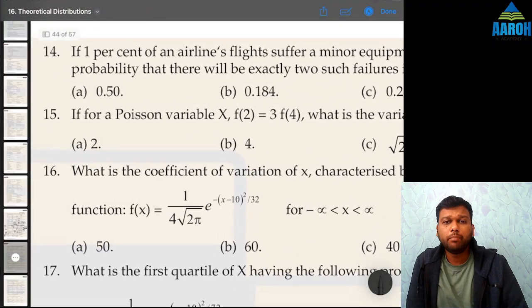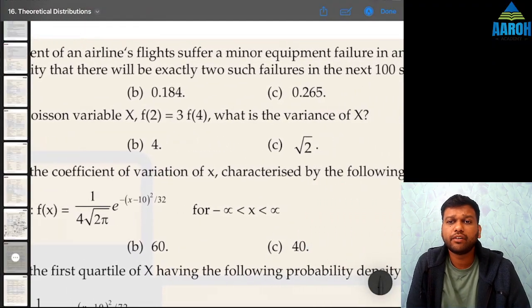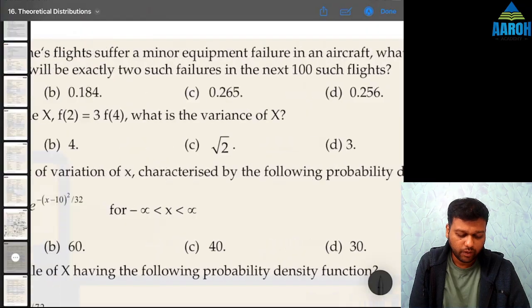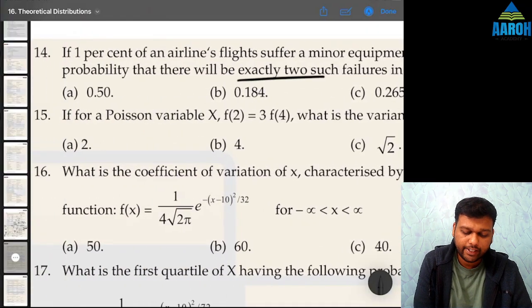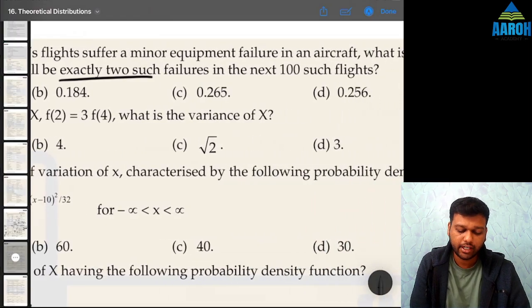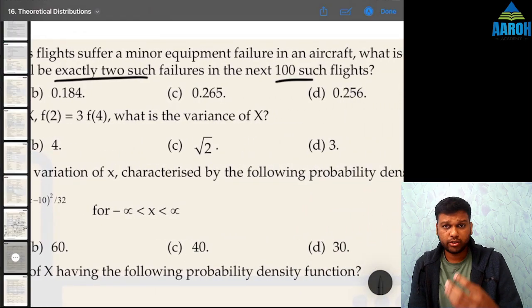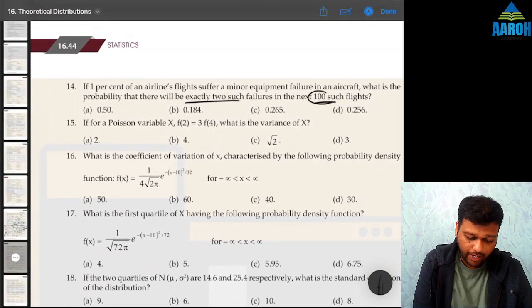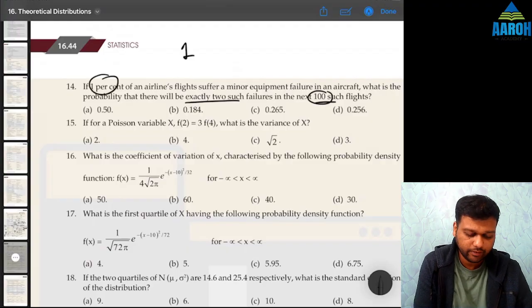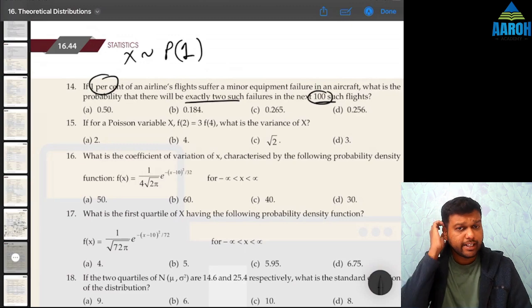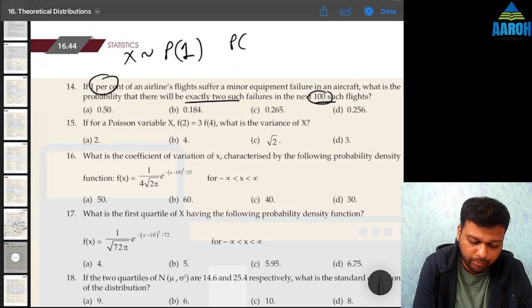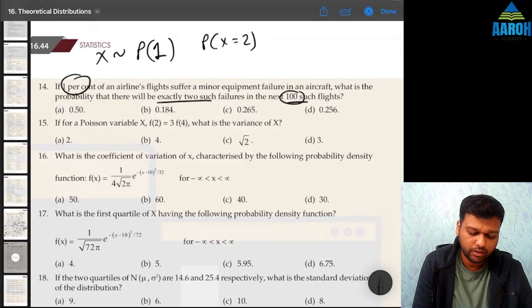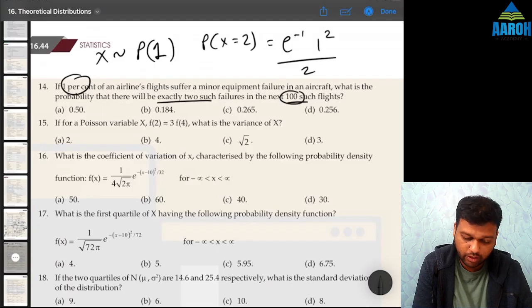If 1% of an airline's flights suffer from a minor equipment failure, what is the probability that there will be exactly 2 such failures in the next 100 such flights? Again, Poisson approximation of binomial distribution. So 100 into 1%, that is 1, will be the parameter for this. We want probability that there will be exactly 2 failures, that means probability that x is equal to 2. So that will be e raised to minus m into m raised to x upon x factorial.